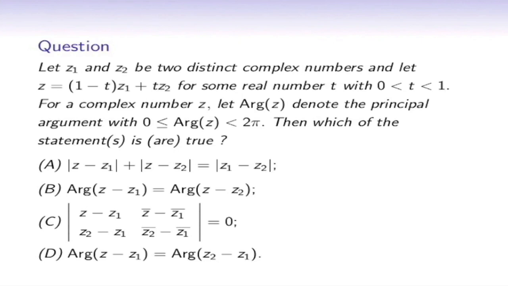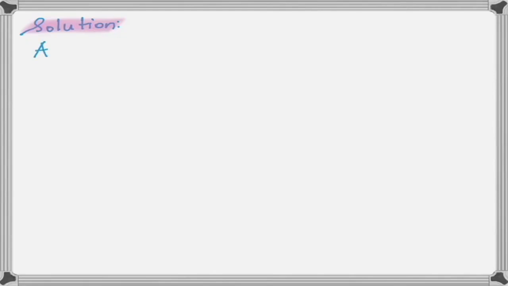Option C is that the determinant of the 2 by 2 matrix, which is given here, is 0. Here z bar denotes the complex conjugate of the complex number z, which I will recall shortly. Option D is that the argument of z minus z1 is the same as the argument of z2 minus z1. Let us discuss each option one by one and see which of them are true. Let us consider option A first.